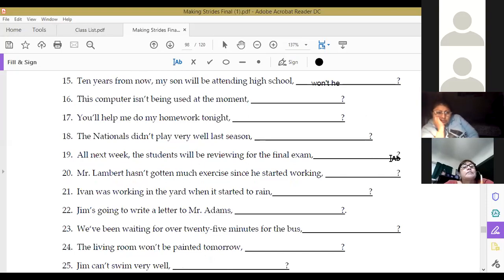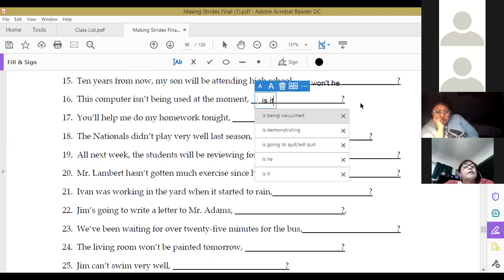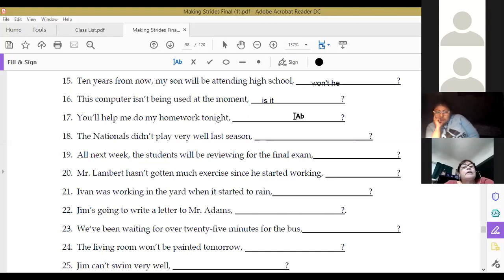Number 16. This computer isn't being used at the moment. Is it? Yes. Next one is future.